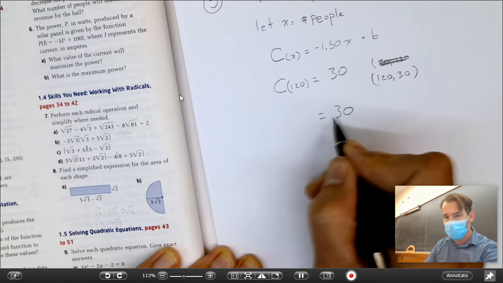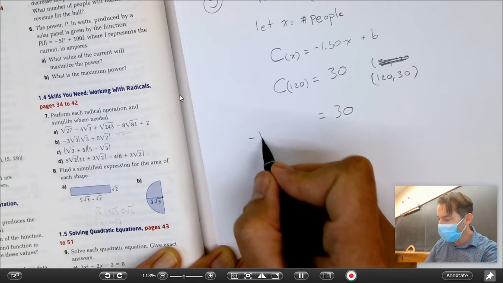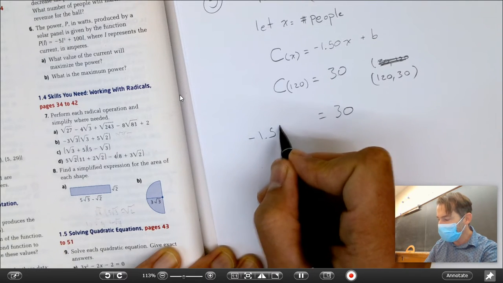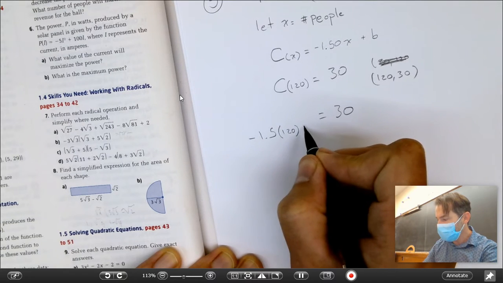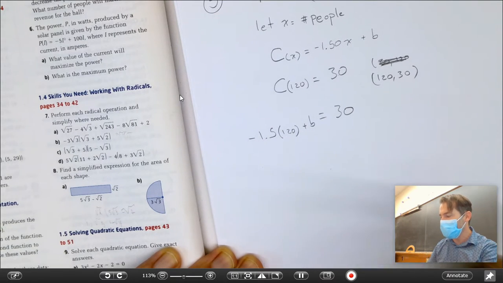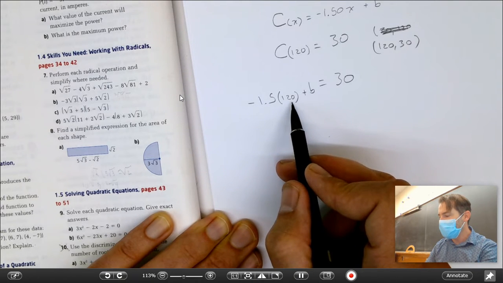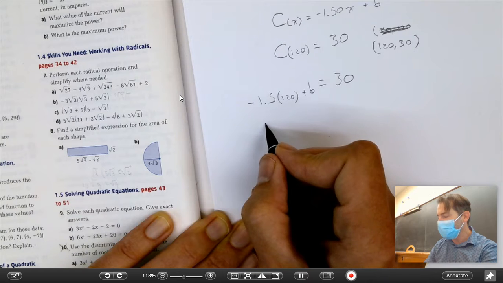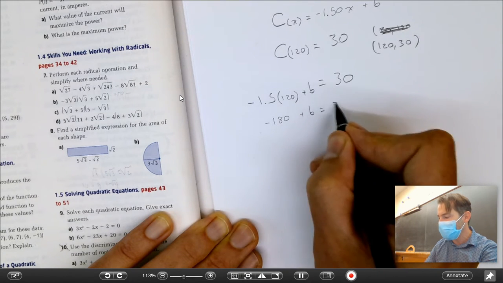We know 30 is a nice number. We can work with that. But let's put this on the other side here. Negative 1.5 multiplied by x, but I'm told my x is 120, plus some value b is equal to 30. So now work this out. Negative 1.5 times 120, that's going to be negative 180. Your calculator will tell you if you don't know. Plus b is equal to 30.